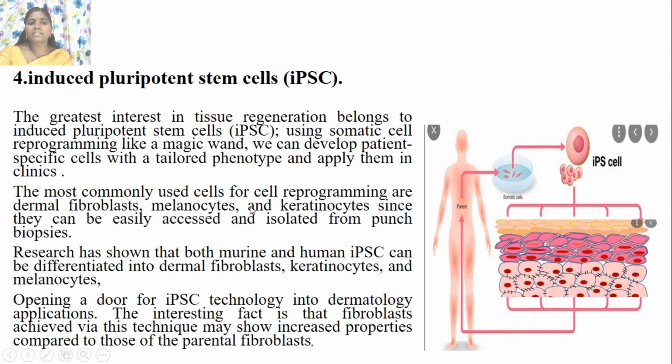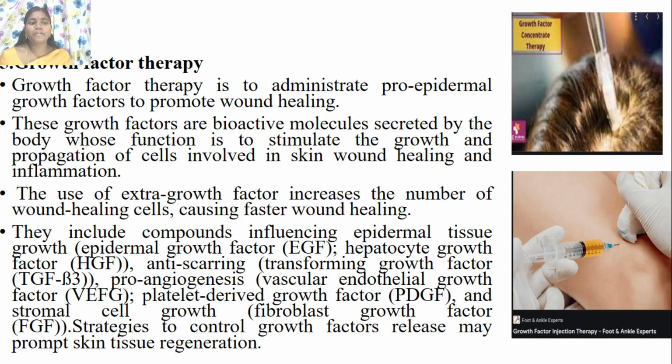The most commonly used cells for reprogramming are dermal fibroblasts, melanocytes, and keratinocytes, since they can be easily accessed and isolated from the patient itself by biopsies, and researchers have shown that both murine and human induced pluripotent stem cells can be differentiated into dermal fibroblasts, keratinocytes and melanocytes. So it is an opening door for the treatment and induced pluripotent stem cell technology in dermatology applications. And the interesting fact is that fibroblasts achieved via this technique may show increased properties compared to those of the parental fibroblasts. This is also one of the applications of stem cell therapy in the regeneration of epidermis.